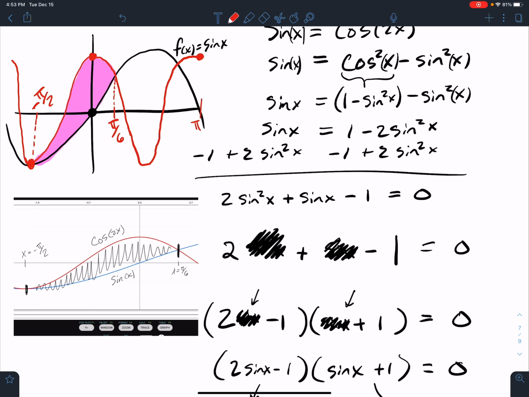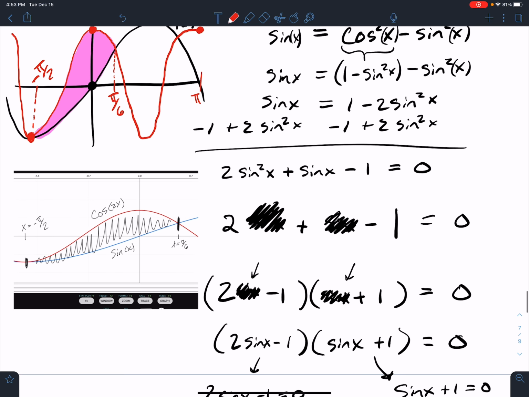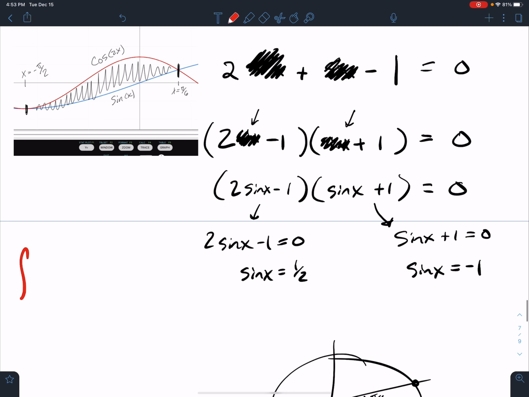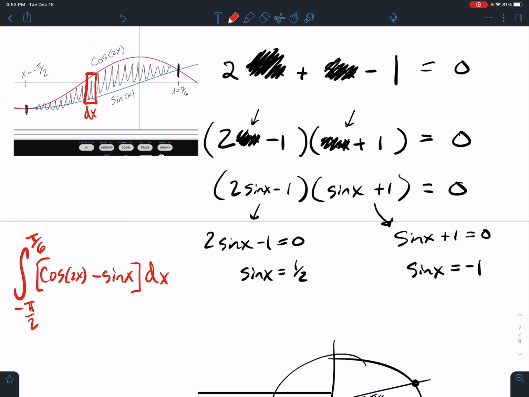Okay, so what are we going to do from here? Well, we need to evaluate the integral. Okay, so how do we do that? Well, I set it up. Integral from negative pi over 2 to pi over 6. Top minus bottom, dx. So top is cosine 2x minus bottom sine x dx.